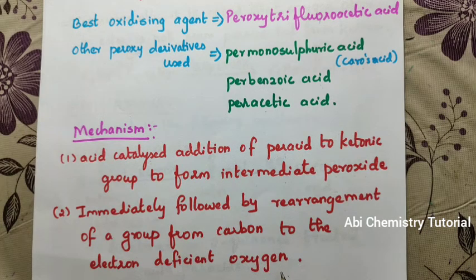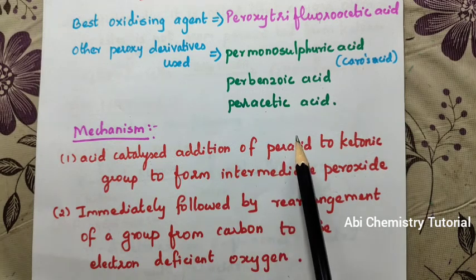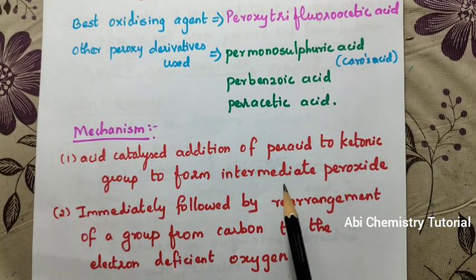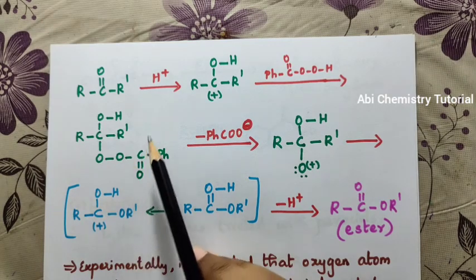So what is the mechanism? First the acid catalyzed addition of the peracid takes place to form a peroxide, that is the intermediate, and this intermediate follows some sort of rearrangement that I will explain later, and the rearrangement will give the final product, the ester. So this is the mechanism.